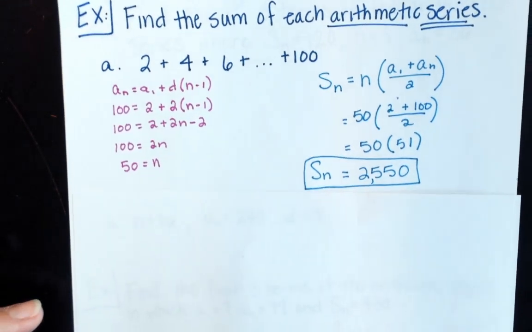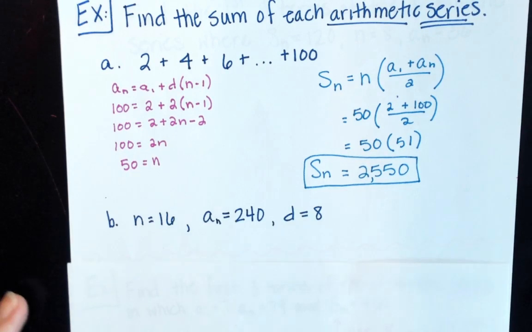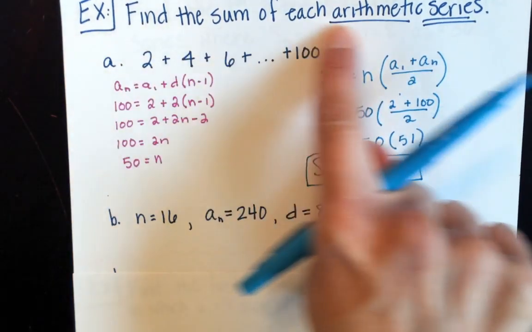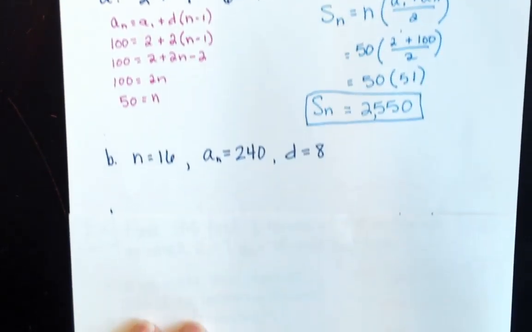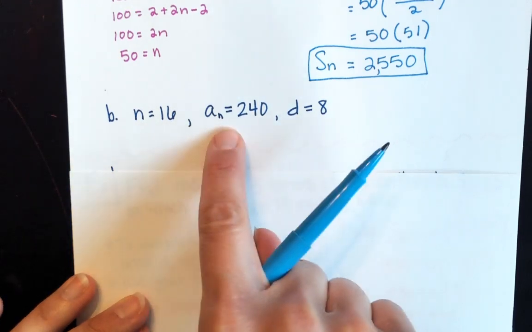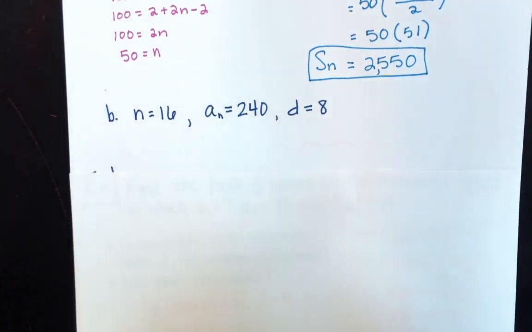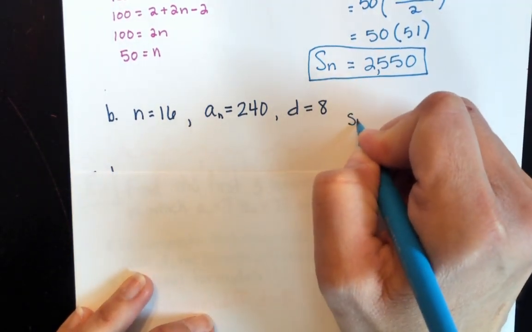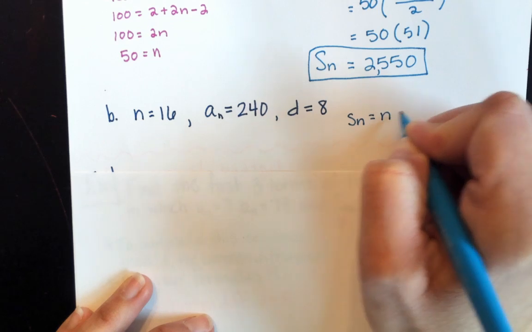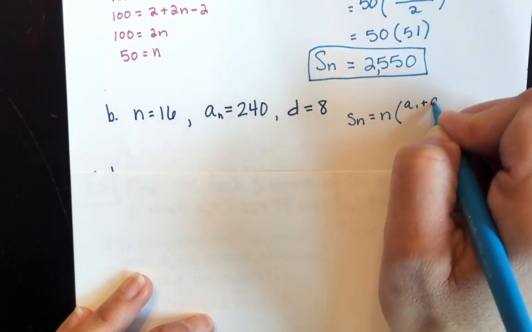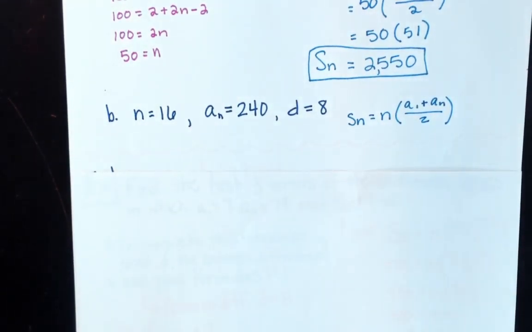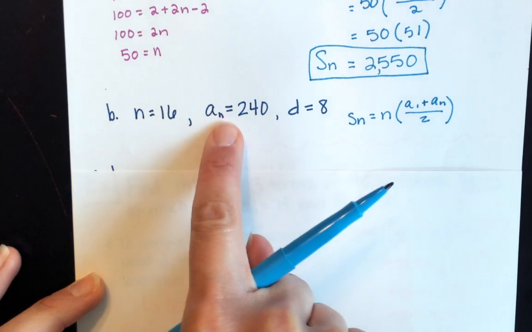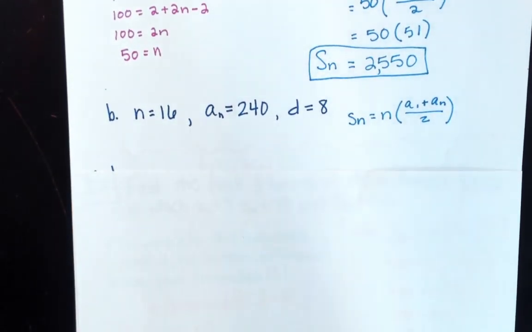Same question, just a different set of directions. So we're going to find the sum of the arithmetic series. Again, series meaning add them up. And now we have n, a sub n, and d. So the difference here is if I wanted to find the sum, I know that my sum formula needs n, a sub 1, and a sub n. I have n, I have a sub n, I don't have a sub 1.